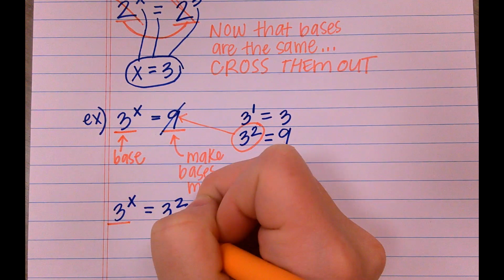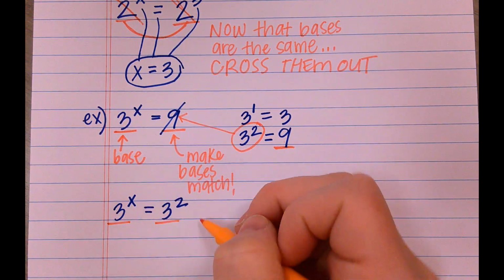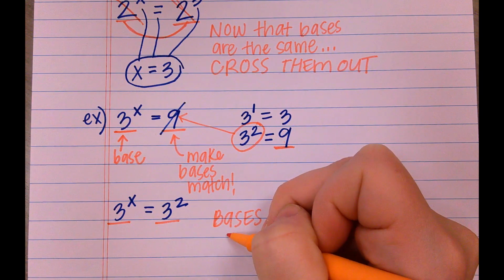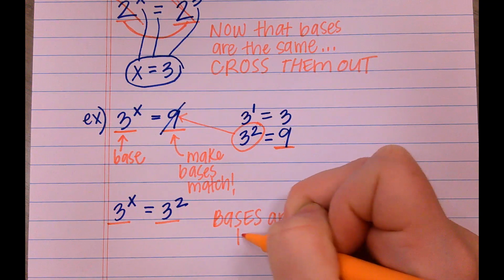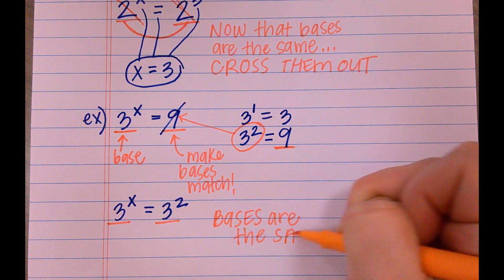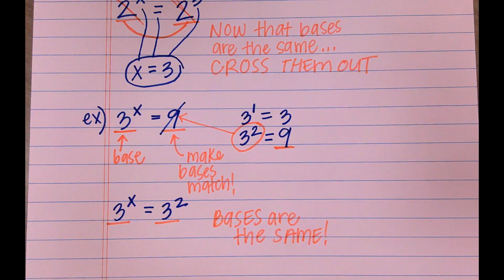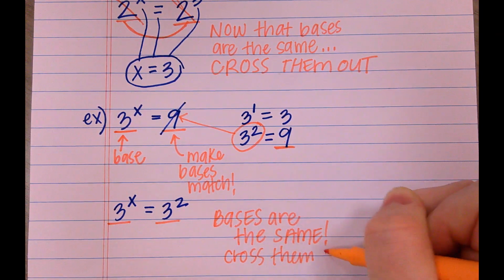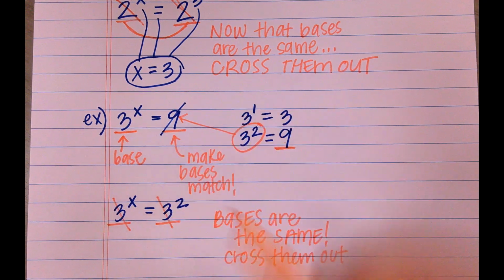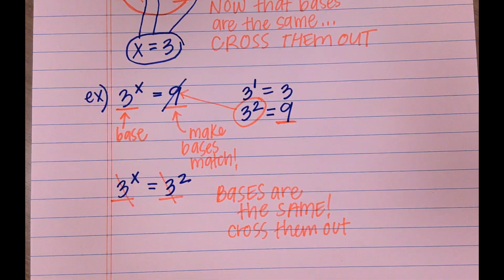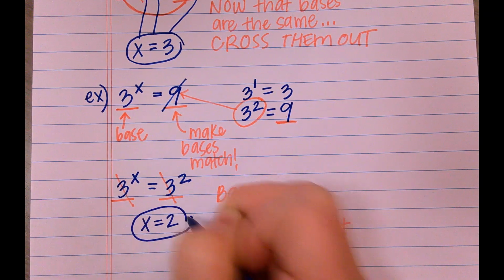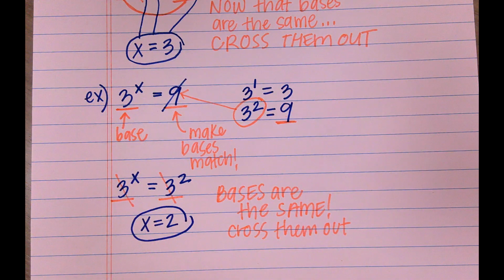So I'm going to do that again. I'm going to underline my bases. Bases are the same. Cross them out. And what is left? X equals 2. And you've done it. X equals 2.